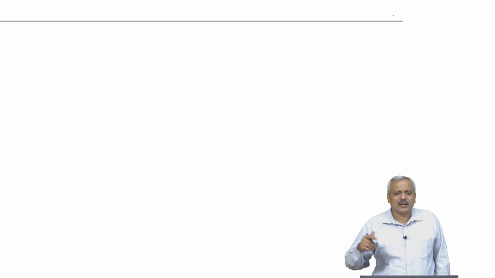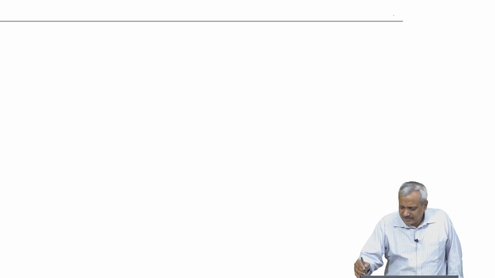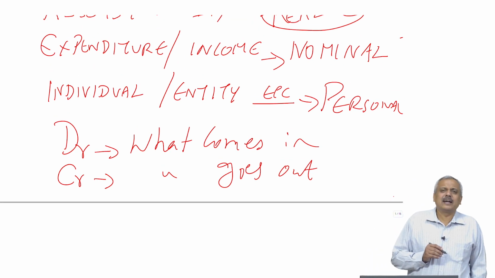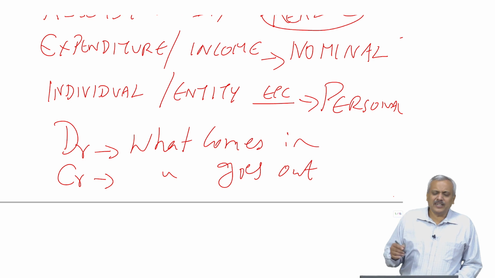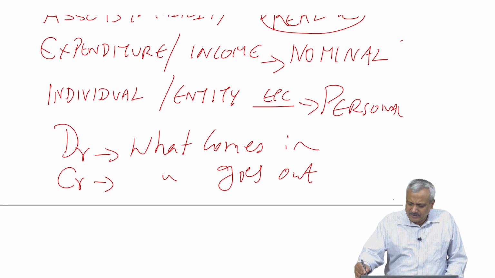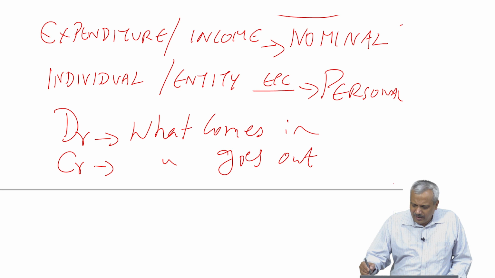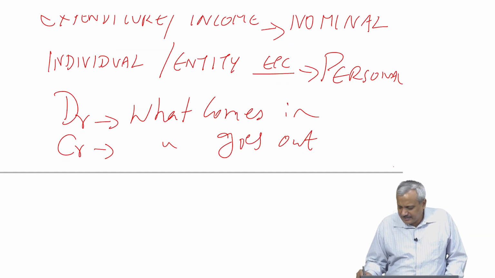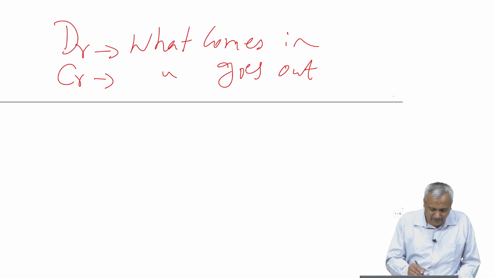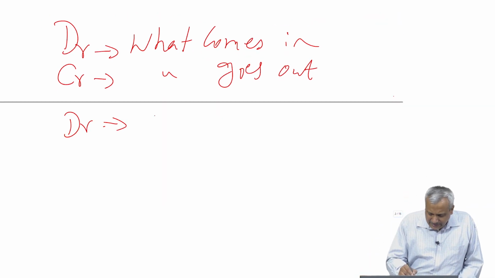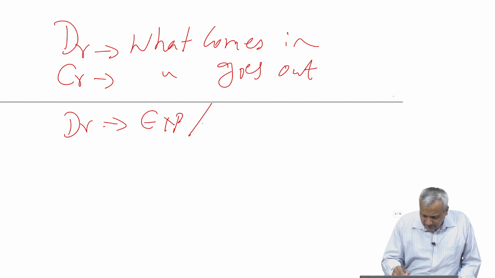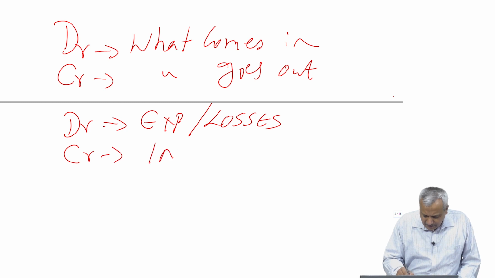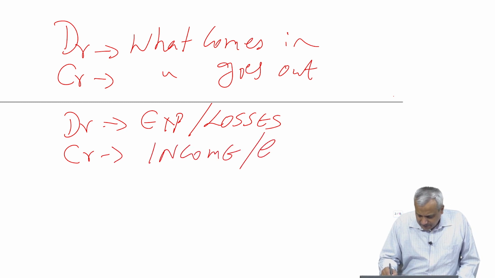For example, the next aspect is related to income and expenditure. When it is related to income and expenditure, what happens? We normally say debit all expenditure and losses, and credit all income and gains.